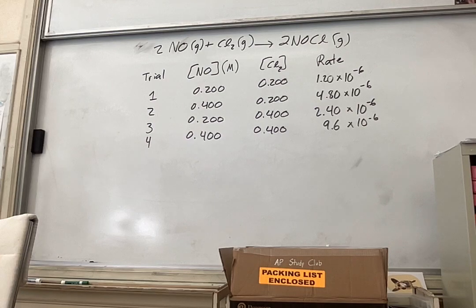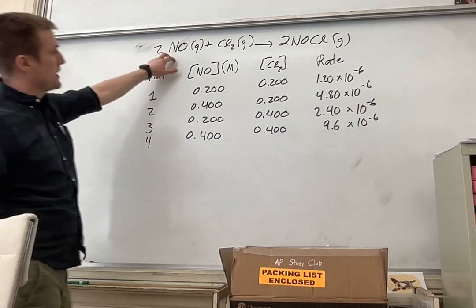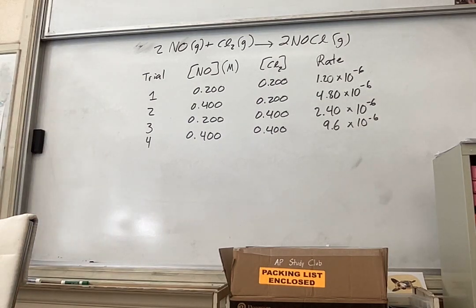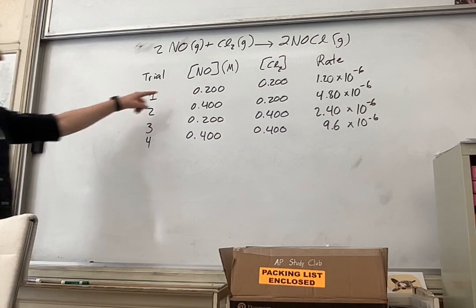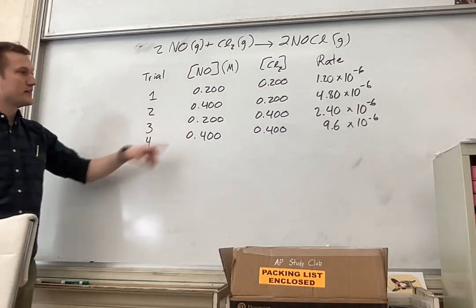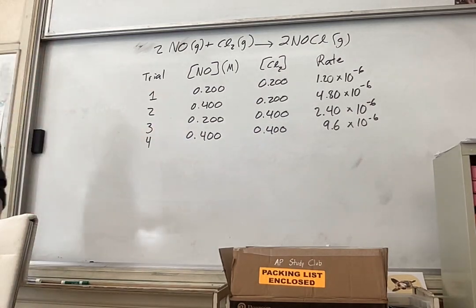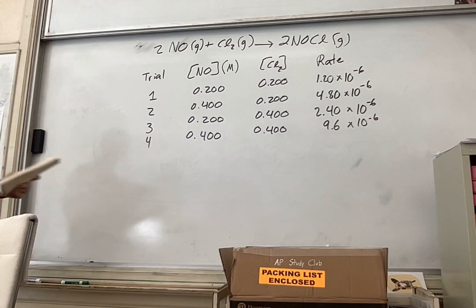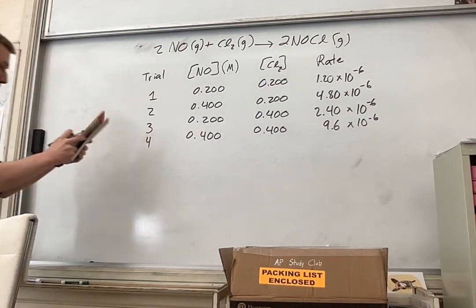And they would say, what's the order of this reaction with respect to NO? Or what's the order of this reaction with respect to Cl2? And you would use the data to figure that out. Yes? Is that a 2 in NO for trial 3? Yes. Okay, great. I first thought it was a 3. That's a 2.